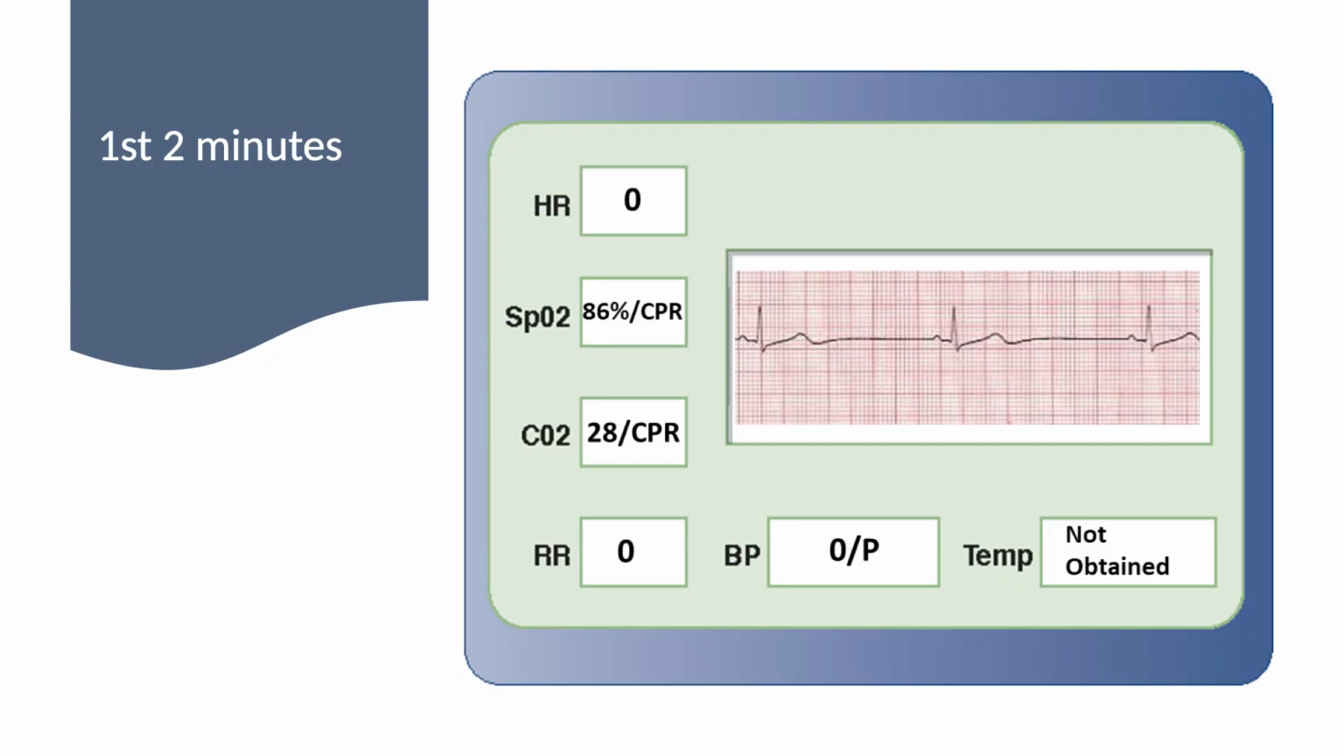You hook them up to your monitor and you see these vital signs. You have an EKG pattern right there. You notice the patient does not have a pulse, so they have a heart rate of 0. Their SpO2 is 86% on room air. You put them on the capnography with your bag valve mask. Notice they have 28 while you are performing CPR. They are not breathing on their own. They do not have a blood pressure, and you don't obtain any type of temperature on this patient.